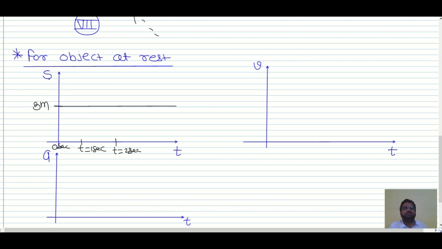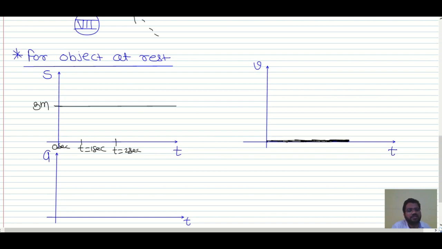If object at rest, then its displacement is constant. That means that position is constant. That position is not changing with respect to time. What is the slope of that line? Slope of that line will be 0. Why? What is the change in displacement or position with respect to time? Change in position is 0. Indicates velocity of this ST graph is 0. So velocity 0 indicates the line will be along the time axis.